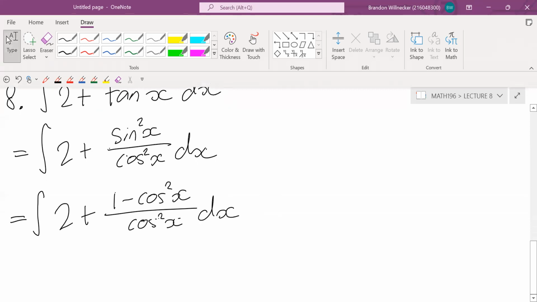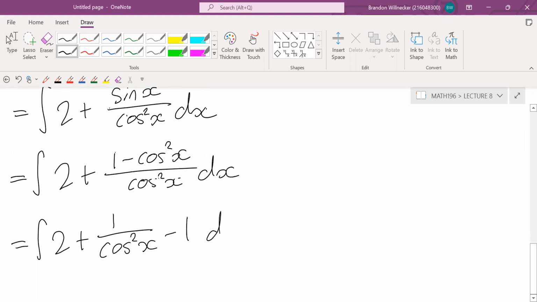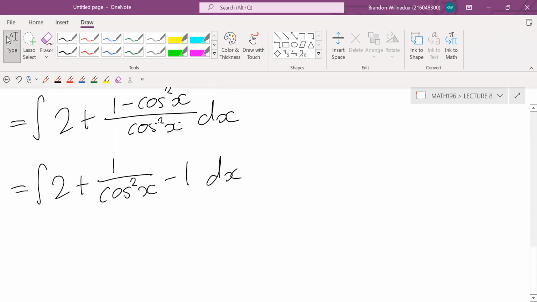Okay, it looks like it's getting a bit better because now it's all in terms of cos. So let's separate things out and see what we get. So 2 plus, we're going to have 1 over cosine squared of x minus 1. Okay, because cosine squared over cosine squared, that's just going to be 1. Okay, but we got the minus sign. So this we can write as 2 minus 1, that's going to be 1.